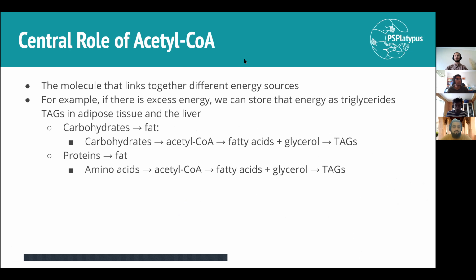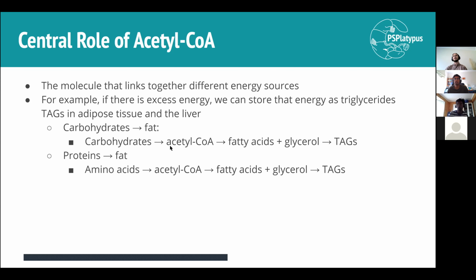Just getting a bit more into the nitty gritty of the central role of acetyl-CoA, it links together different energy sources, and I'm about to show you a diagram that will really capture that. For example, if you have excess energy, so you're taking in more energy than you're using, you can store it as triglycerides, also known as TAGs. Those can be stored in the adipose tissue and somewhat in the liver. So, for instance, if you've eaten a lot of carbohydrates and you've got excess energy, then you can convert that into fat through acetyl-CoA.